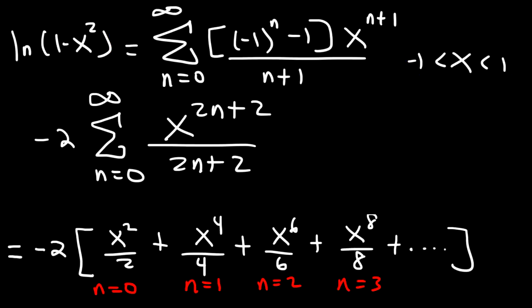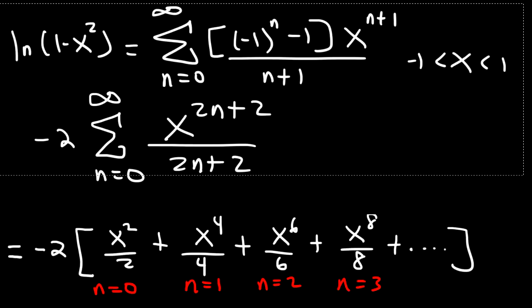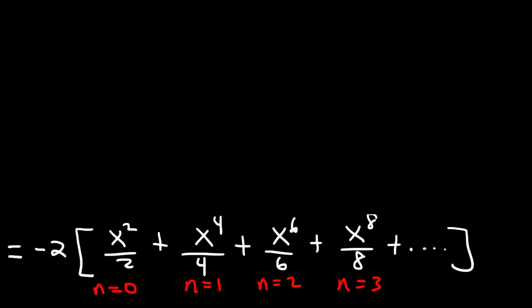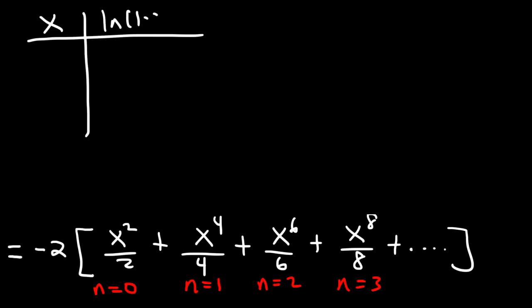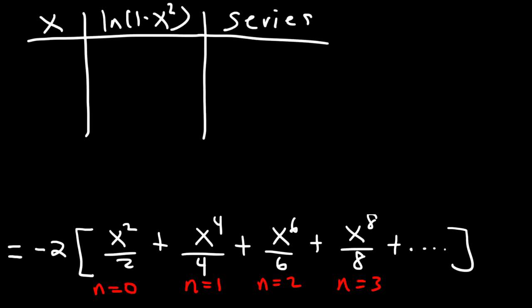Now let's make sure we have the right answer. So let's check the work that we have. So I'm going to make a table. So this is going to be x, and then ln(1 minus x squared), and then the value that we get for the series. So let's try 3 points, 0.25, 0.5, and 0.75. And notice what happens.